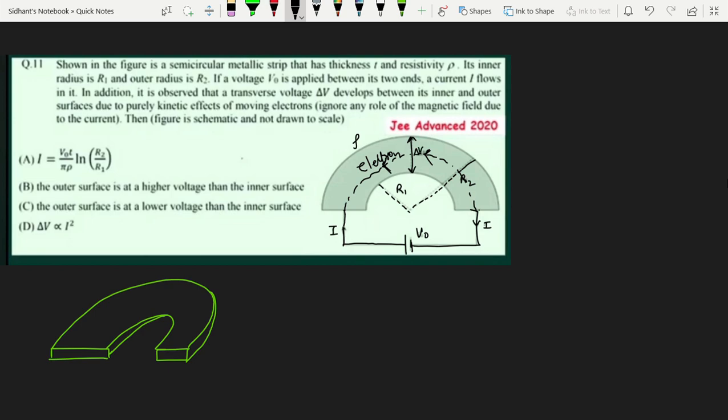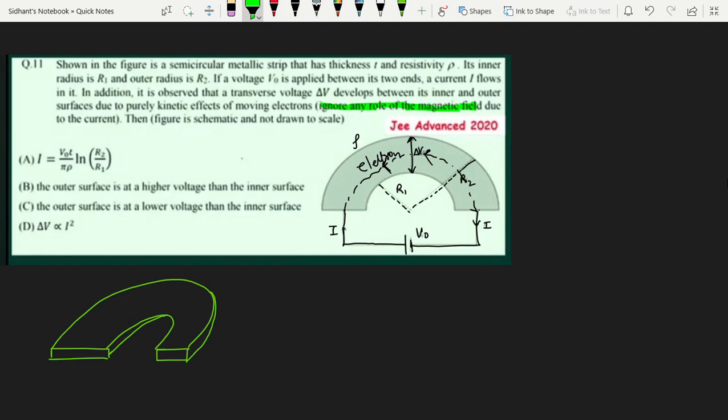That is only because of the moving electrons, meaning the kinetic effects of moving electrons, and there is no magnetic effect involved here. So there is information which I have to highlight, that we have to ignore all the magnetic field and magnetic effects that are being experienced here. So we will ignore them. Okay, so magnetic field is not considered.